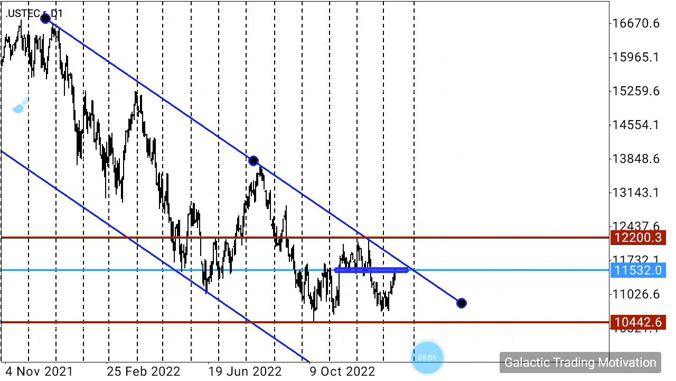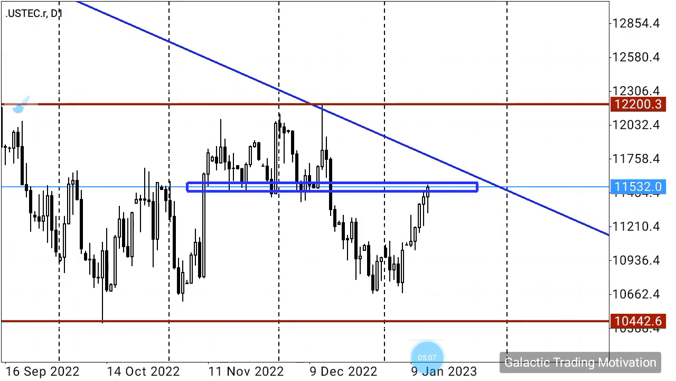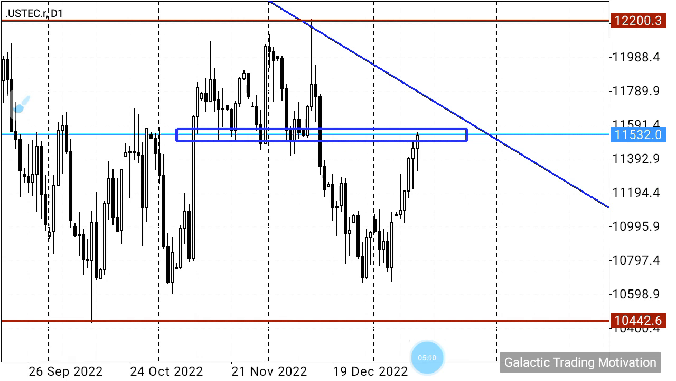There we go, right. So what else do we see, guys, in regards to the daily chart of Nasdaq 100?